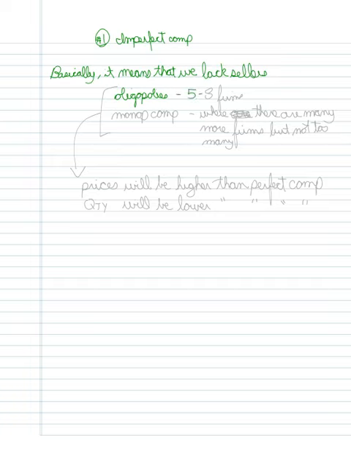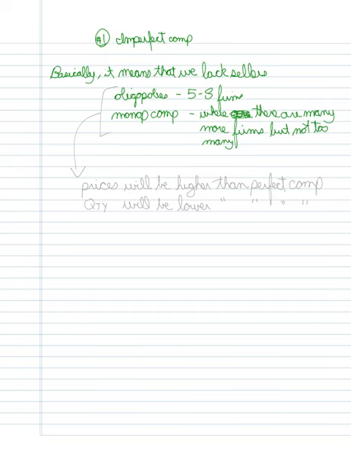Oligopolies, which is usually anywhere from 5 to 8 firms. And then monopolistic competition, where there are many more firms, but not too many. And by that I mean many of them may sell a similar product, but there are some unique features of each firm selling the product as well.